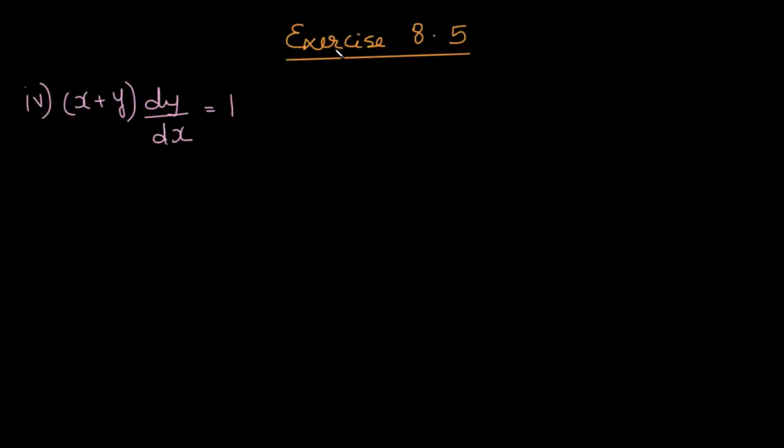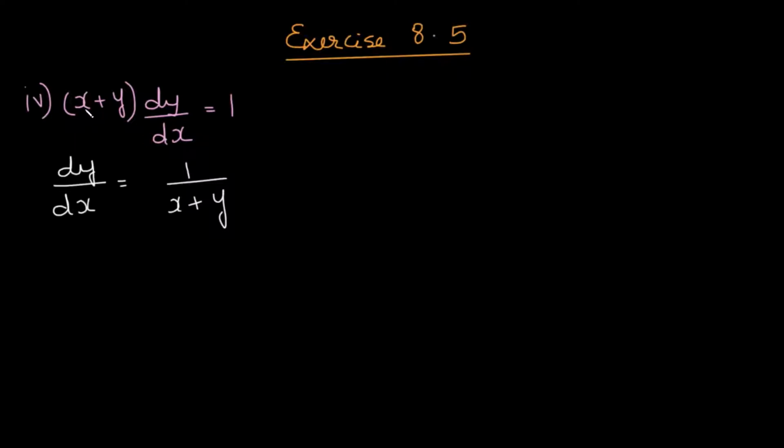So now continuing with exercise 8.5, the first three sums were already done earlier in the previous lecture. So we continue with the fourth sum. In the fourth question, the question is (x plus y) dy by dx is equal to 1. Now in this question, let us modify this by writing dy by dx is equal to 1 upon x plus y.